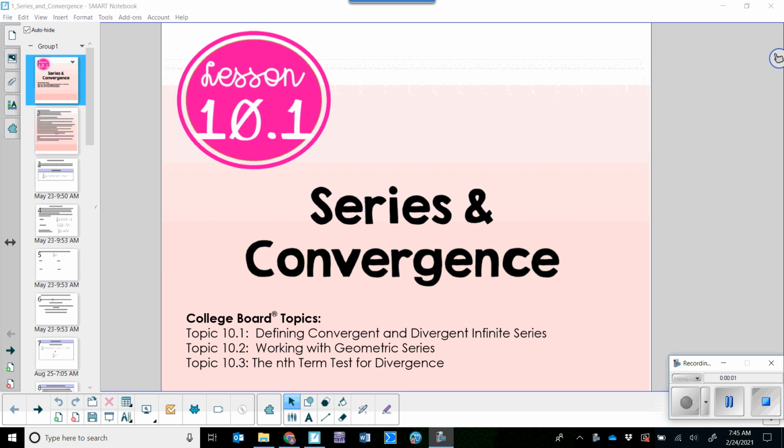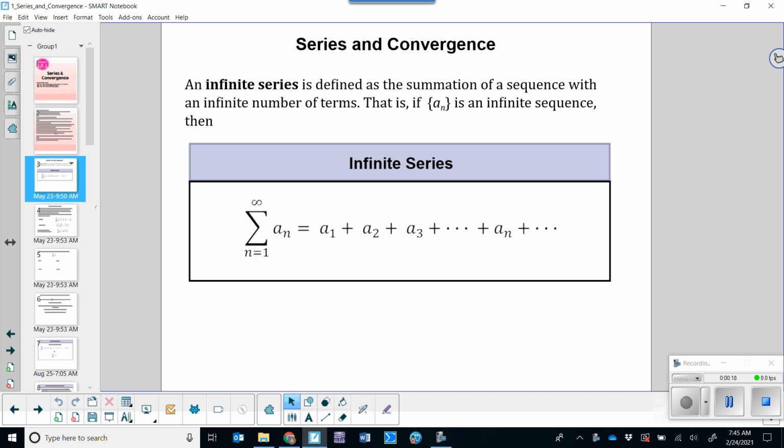Okay, beginning of Unit 10, and this unit will be about series and when they converge and some other things. So we're going to begin by talking about what a series is. So an infinite series is the summation of a sequence, and a sequence is nothing but a list of numbers.